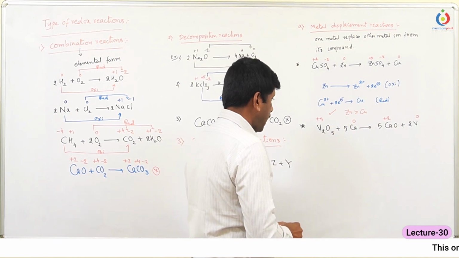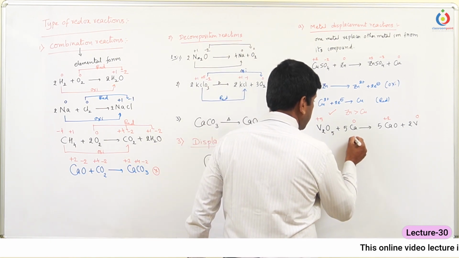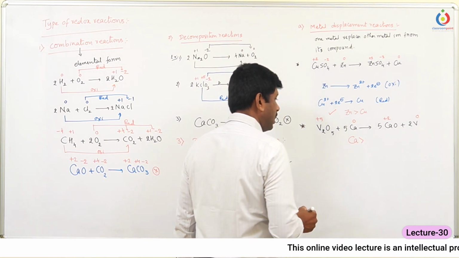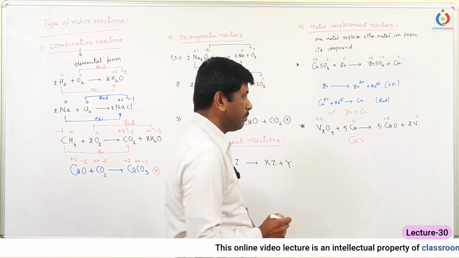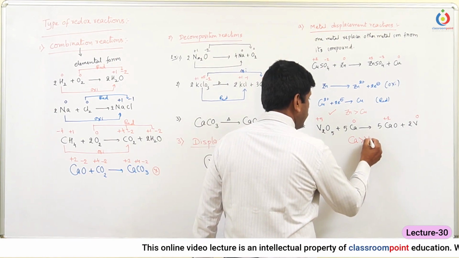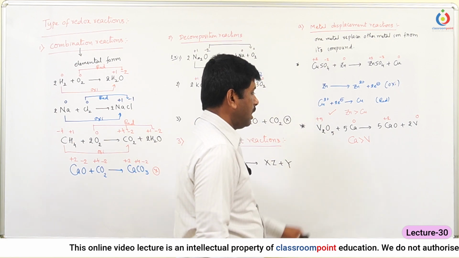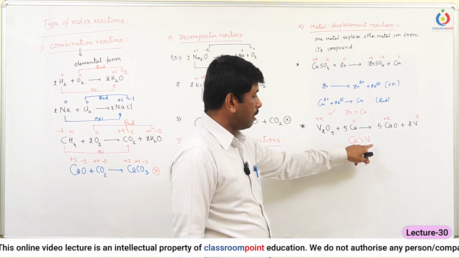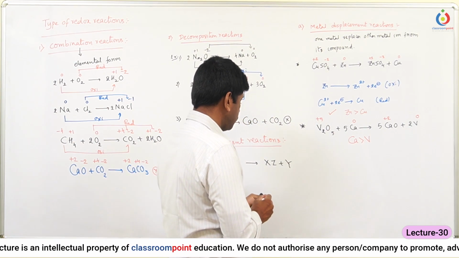So here in the activity series, if you see which metal has the more active nature, calcium has more active nature than the vanadium. At the same time, calcium is the better reducing agent than the vanadium.